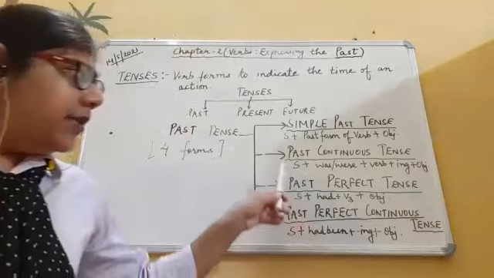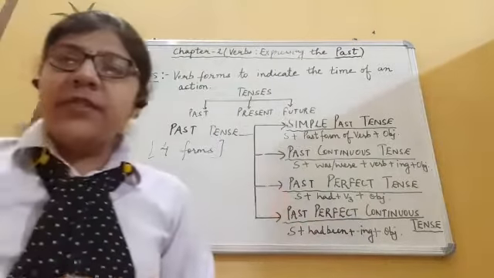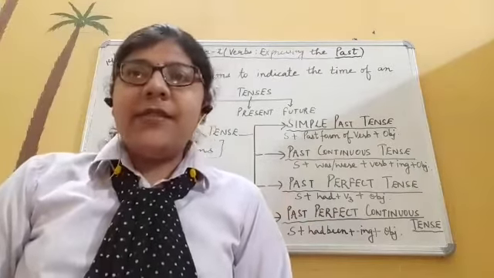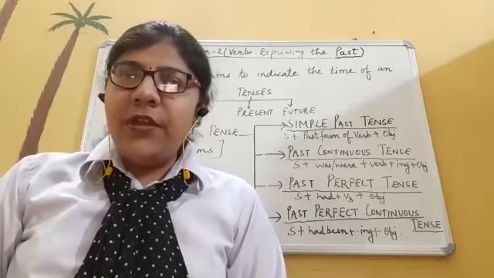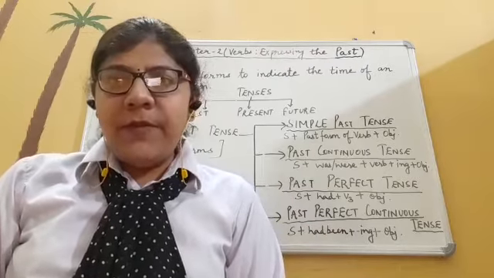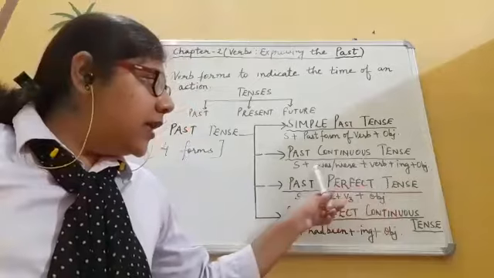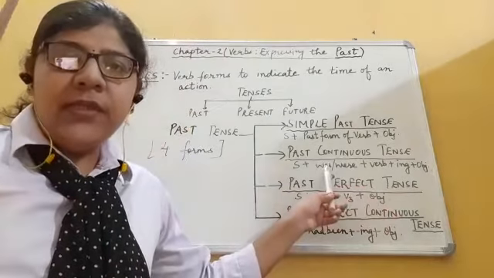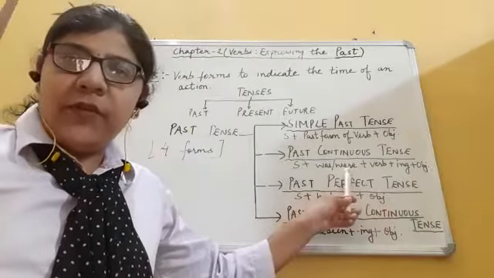So please remember that in the past continuous tense, the formula will be subject plus was or were plus the ing form of the verb plus object. With singular subjects, you have to use was. With plural subjects, you have to use were.